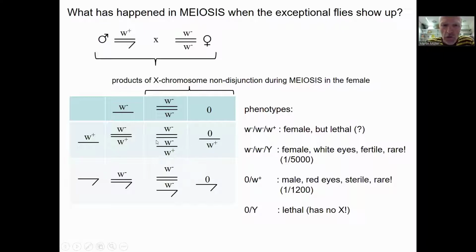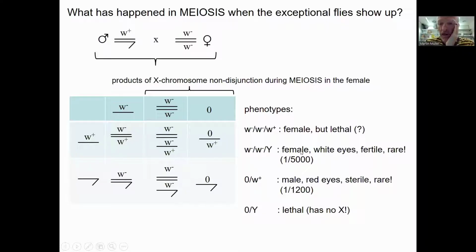Triple X here, that would be female, and I write here but lethal, but the information, I never did this, of course. This is from the textbook. So I have conflicting information. Some say it's lethal, some say it's not lethal. So I don't know what it is. But if they would hatch, they would have red eyes because they have a copy here of white plus. Then we have the females which we do not expect because they have now red eyes. These here would be the same as these.